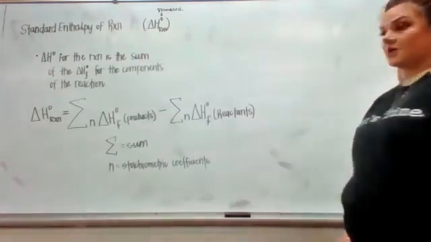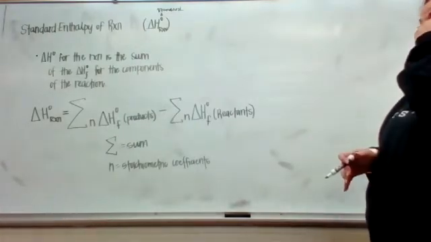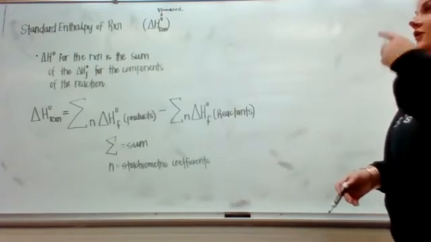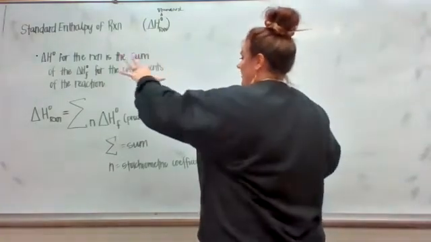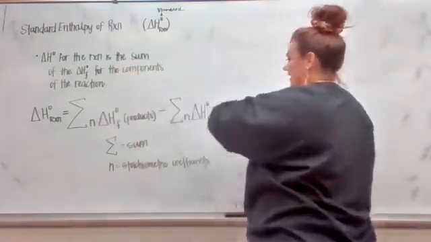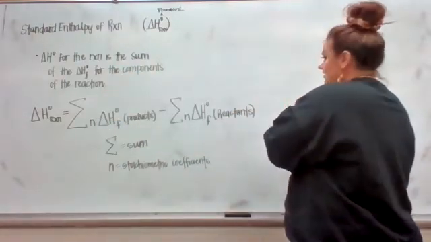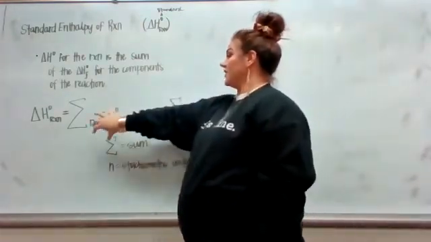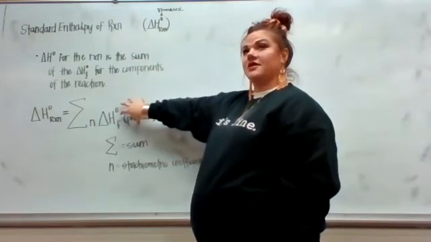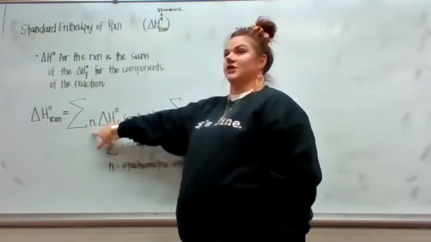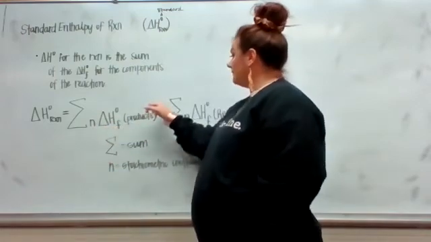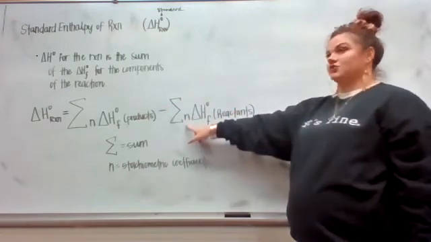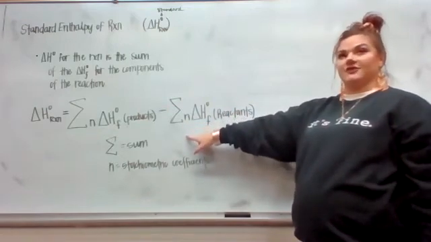Okay, so because there's a delta, I've got to do final minus initial. But final minus initial of what? Well, in a reaction, my products are always my final state. My reactants are always my initial state. So this equation then is the sum of my delta H for my products multiplied by their stoichiometric coefficient, minus the sum of the delta H of my reactants, each multiplied by their stoichiometric coefficient.